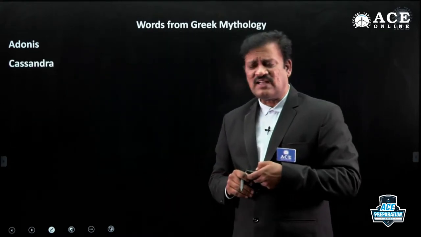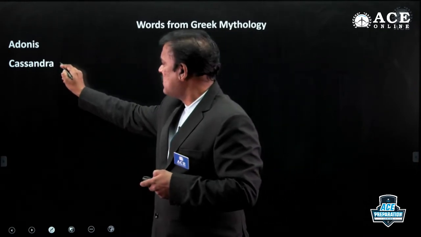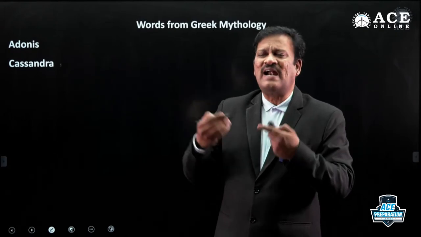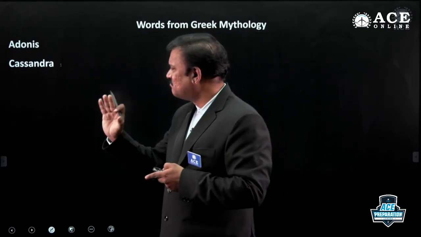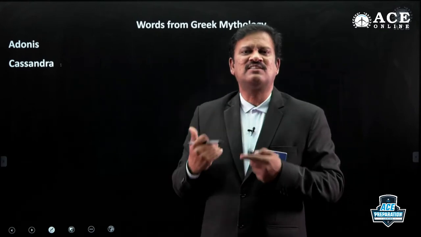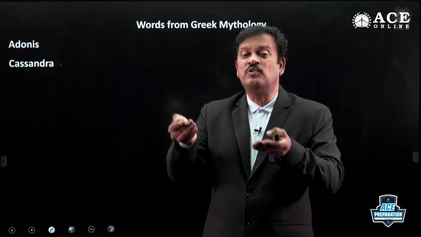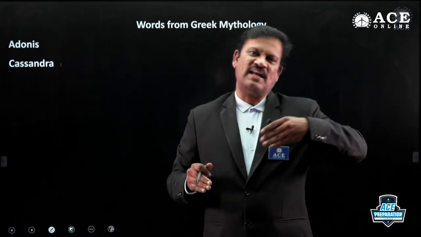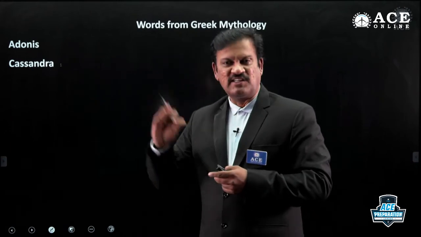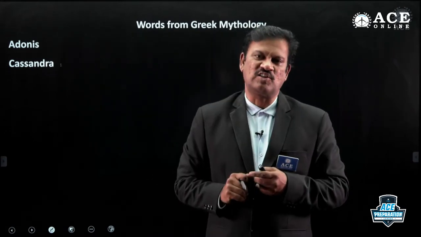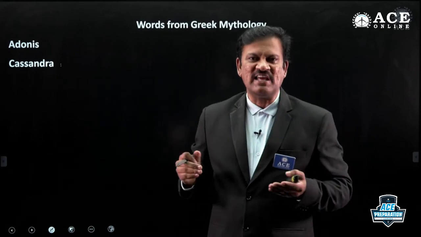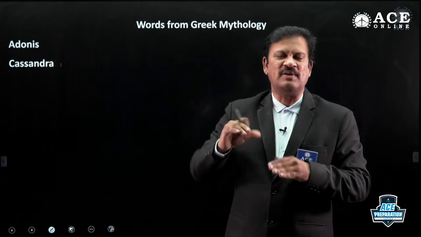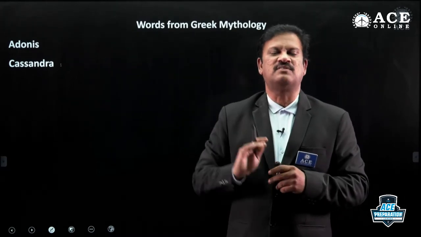Cassandra. Cassandra means foretelling a bad thing. Cassandra was some Greek god's daughter. She got this boon that she could see the future. She could predict the future. But something, I don't remember the exact story, another god fell in love with Cassandra and Cassandra rejected his love, and this god got angry and cursed her, saying that your predictions will be doomed. It means the opposite. Whatever you predict becomes the opposite.